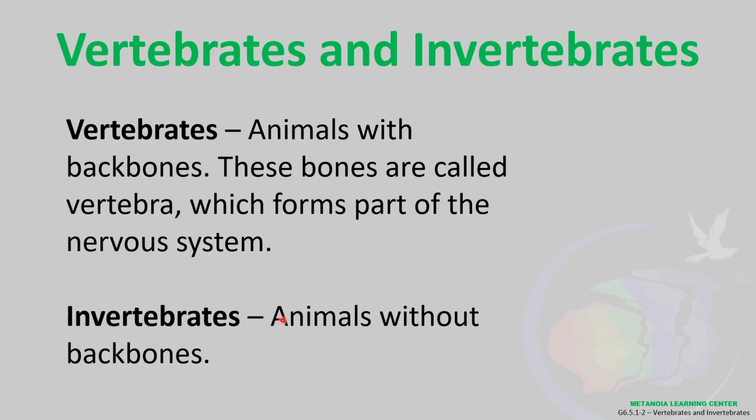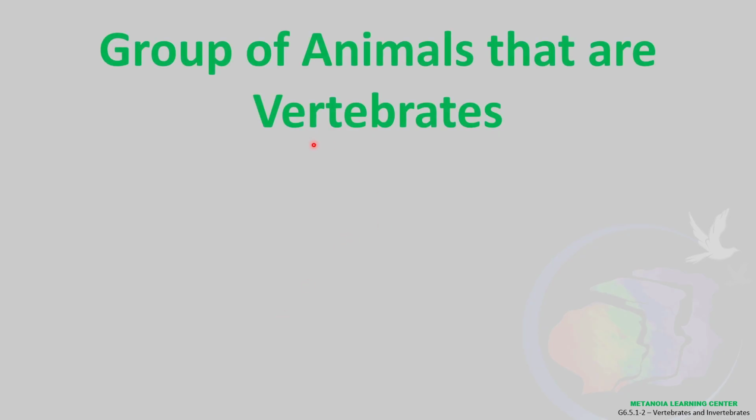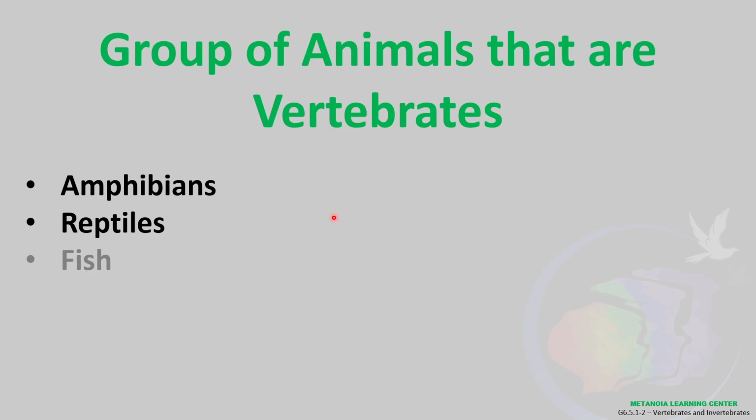Invertebrates naman are animals without backbones. They are basically the opposite of vertebrates. Okay? So mga wala silang backbones. Group of animals that are vertebrates: amphibians, reptiles, fish, mammals, birds. Okay.